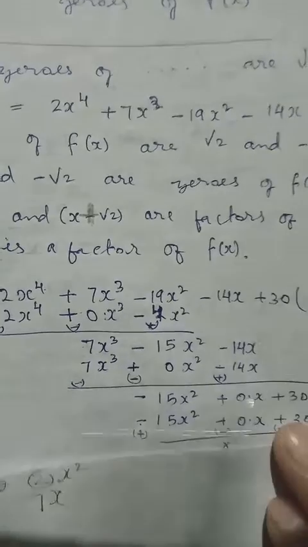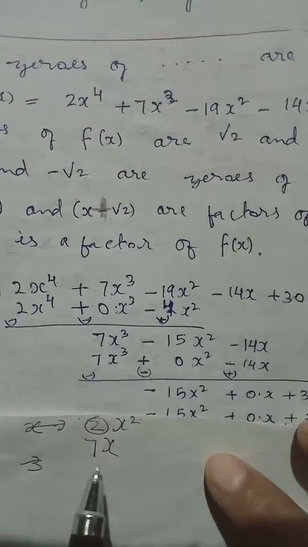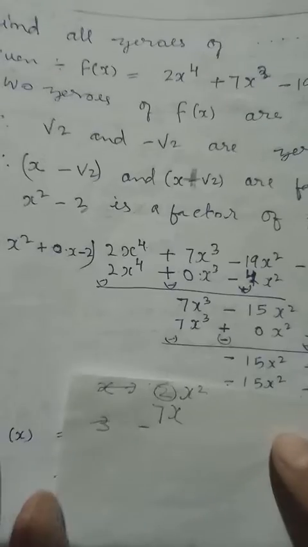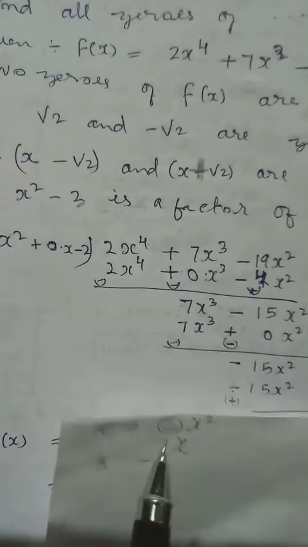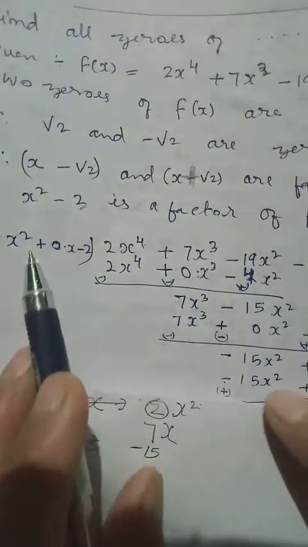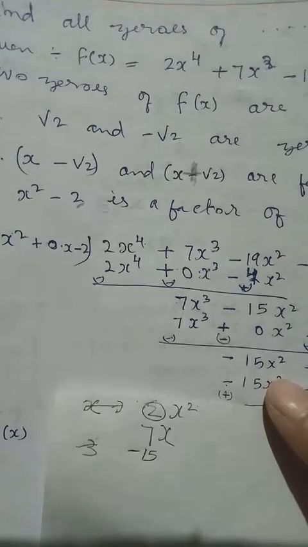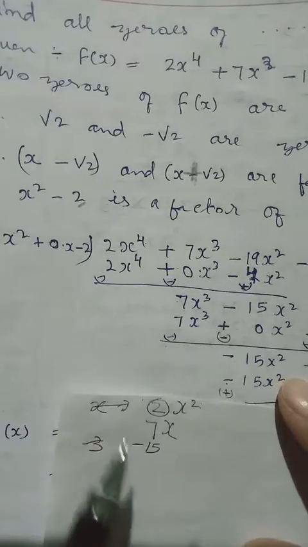We bring down 30. Here we have minus sign. There we have plus sign. So we have to multiply with minus. Here we have coefficient 1, here we have 15. So 1 into what will be 15? 1 into 15. X square same, so no need to multiply x anymore. So we multiply the divisor by minus 15.